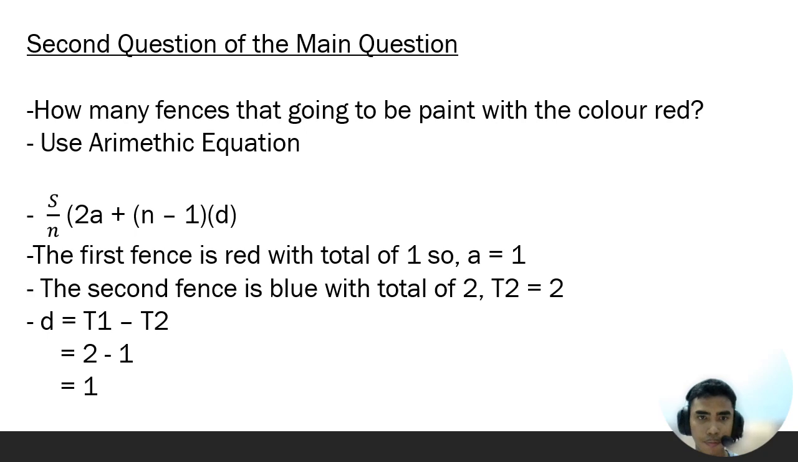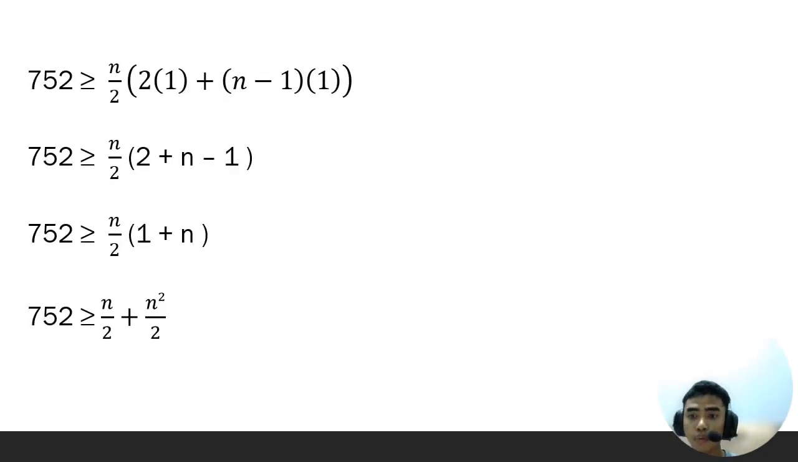But we don't want to count the red first. We want to count all of the fences, so we're going to know how many blue and how many red in the sequence. So from here we got 752, which is the total of the fences within the sequence. The total of the fences in the sequence is Sn. We're going to use n per 2, because we don't know how many the total sequence is, then 2a, which starts with 1, the first fence, and then plus n, which we don't know yet, minus 1 times 1. So we're going to solve it.